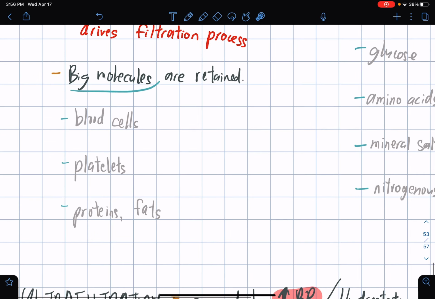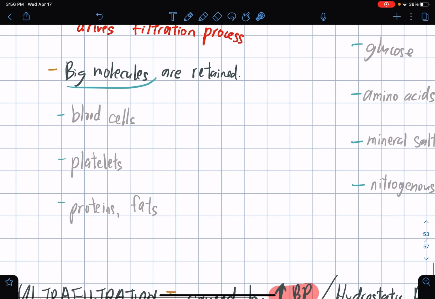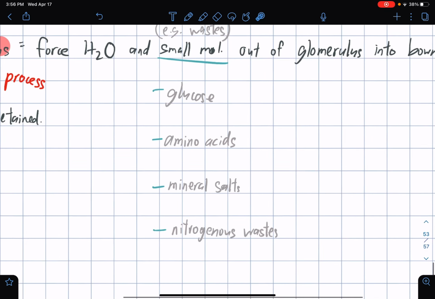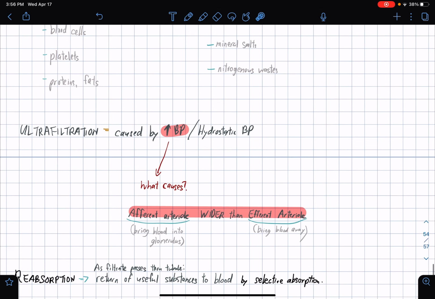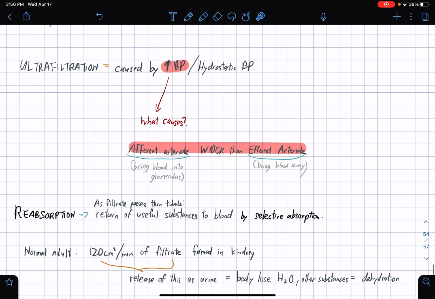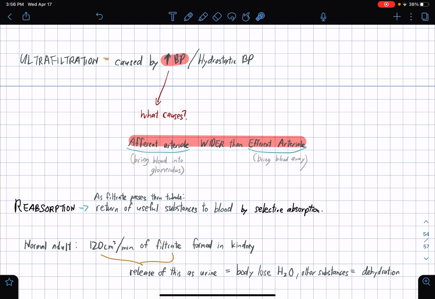These big molecules are blood cells, platelets, proteins, and fats. How about the small molecules? For instance, wastes. But other than that, the small molecules can also be nutrients, such as glucose, amino acids, mineral salts, and nitrogenous wastes. Okay, ultrafiltration.